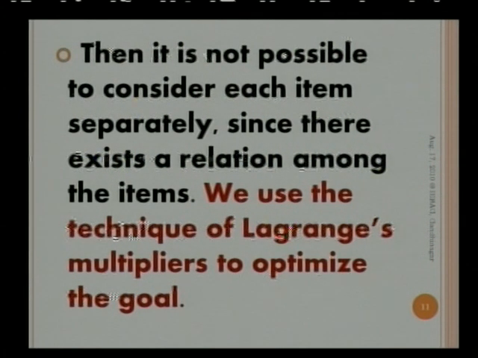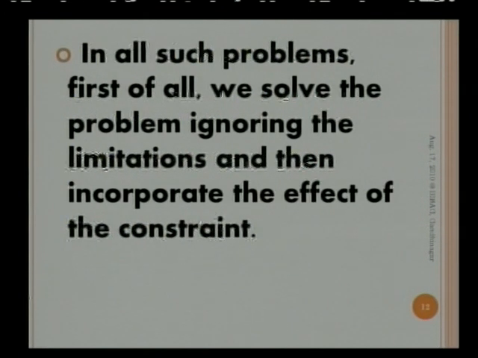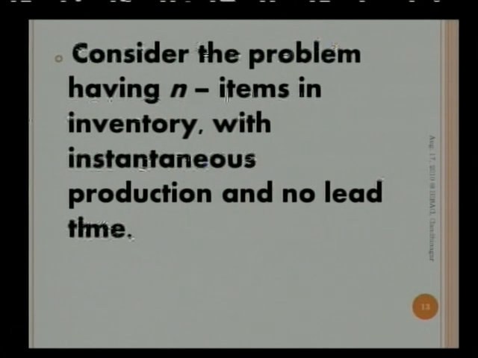So in that case, we use the technique of Lagrange's multiplier to optimize the goal. In all such problems, first of all, we solve the problem ignoring the limitations and then incorporate the effect of constraints. Let us consider a system with n items in inventory with instantaneous production and no lead time. So here we keep the assumptions of the EOQ model: the demand of each item is constant, production is infinite, and lead time is zero or negligible.